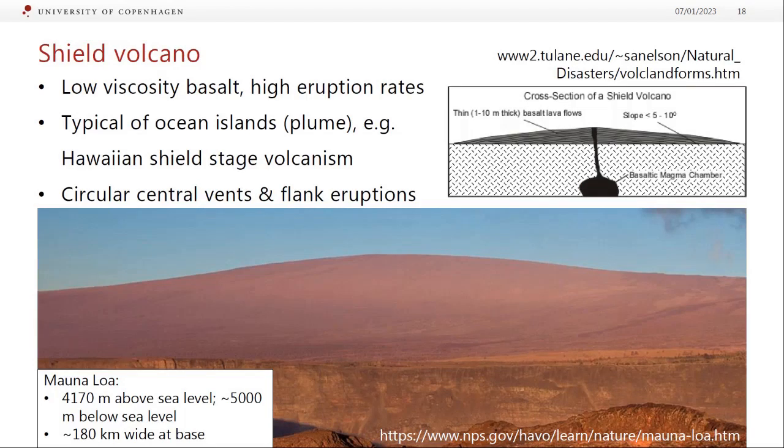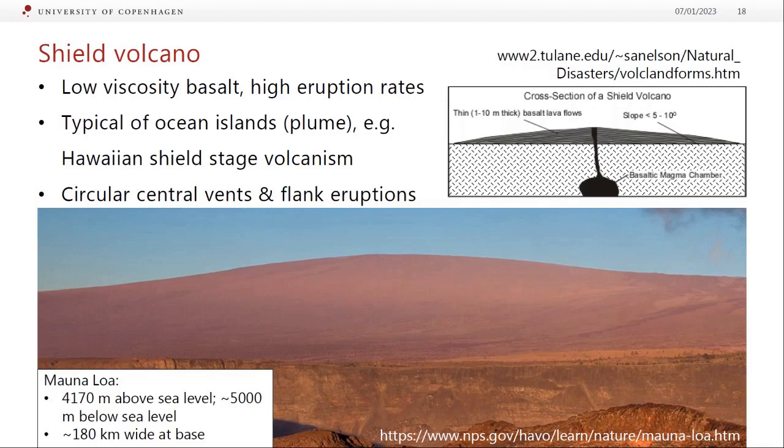So shield volcano, it's just what we were talking about with the lava flows before. You have low viscosity basalt, you have high eruption rates. So essentially this can flow a long way and produce a nice gently sloped volcano. They're pretty typical of ocean islands, so plume-driven magmatism under the ocean. Hawaiian shield stage volcanism is the most obvious, and it's probably the type locality for these shield volcanoes.